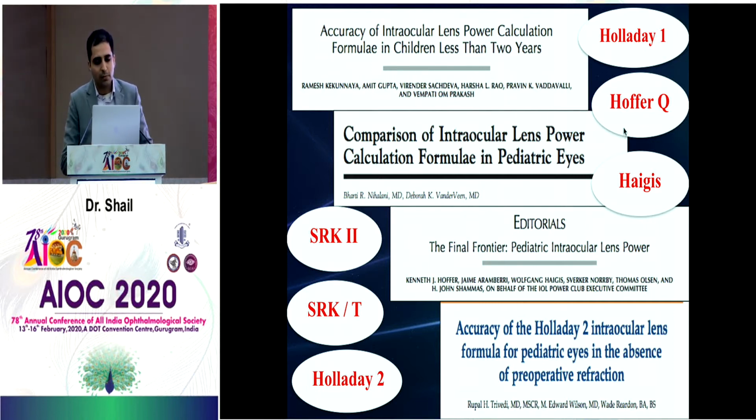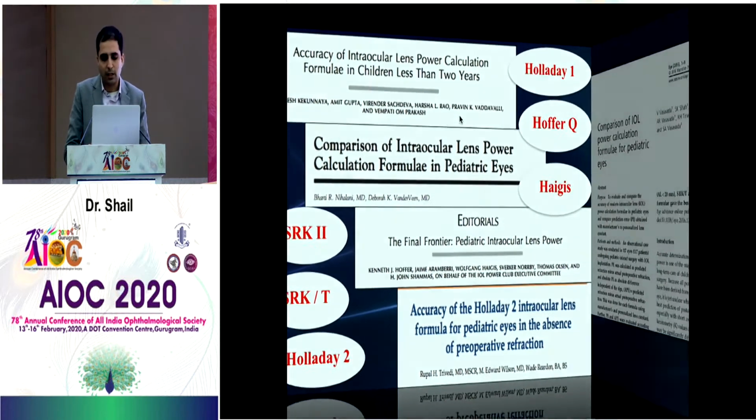And that goes by the several number of publications by all the stalwarts in pediatric cataract, each of them finding in their own study some formula or the other which works better in their hands. Across all of the major publications, the SRK II, the SRK/T and the Holladay 1, these three have been consistently found to be reasonably accurate across all pediatric populations.